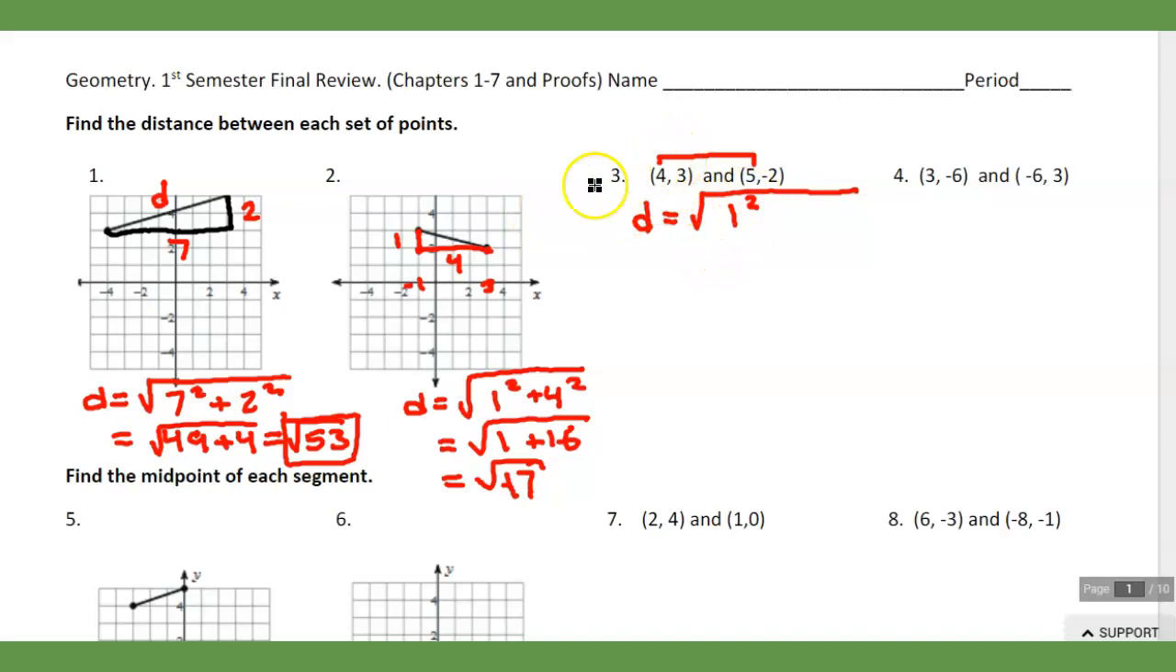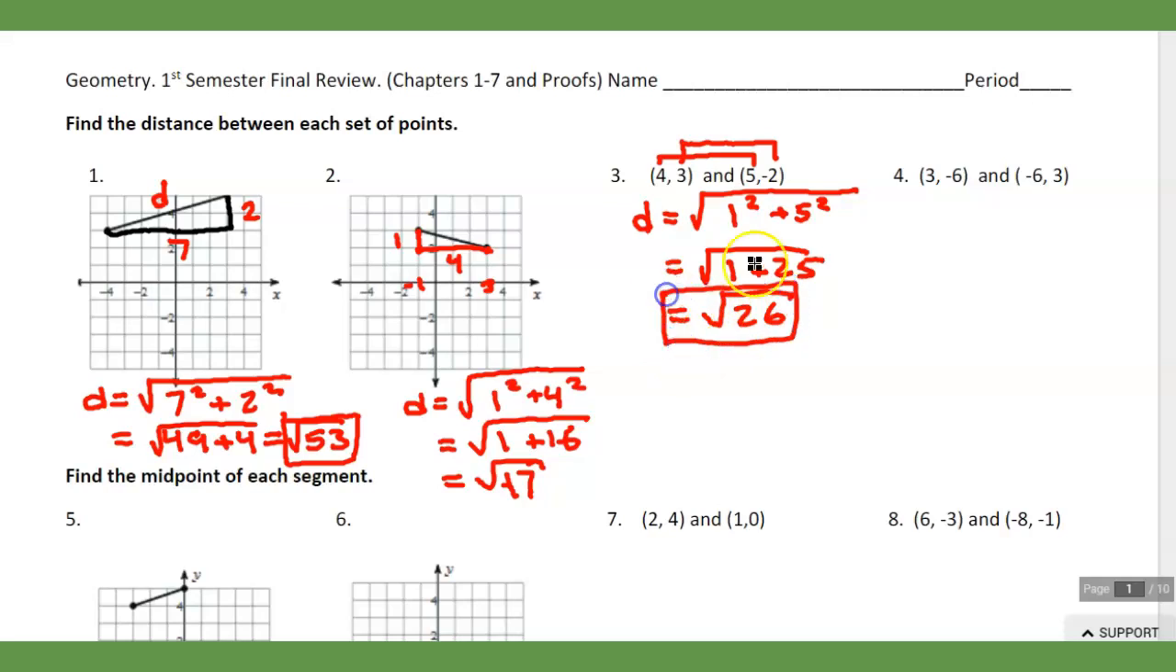And we can do the same thing with the y values. Ask ourselves, how far is it from 3 to negative 2? Those would be 5 apart. Okay? So we can get the same answer just by asking ourselves how far apart the x's and the y's are from each other. So we'll have 1 plus 25, which is the square root of 26. Okay? And one more time.